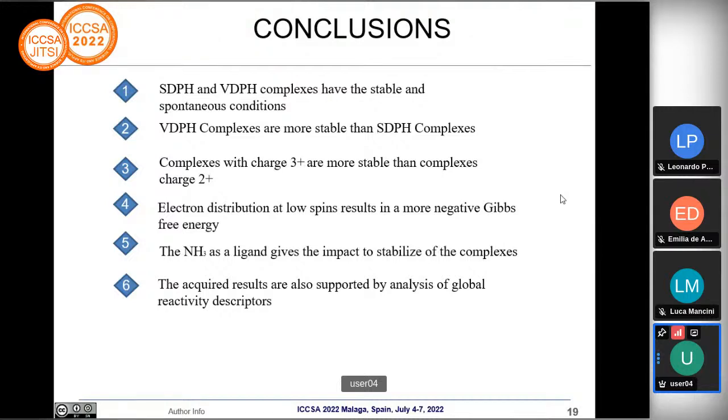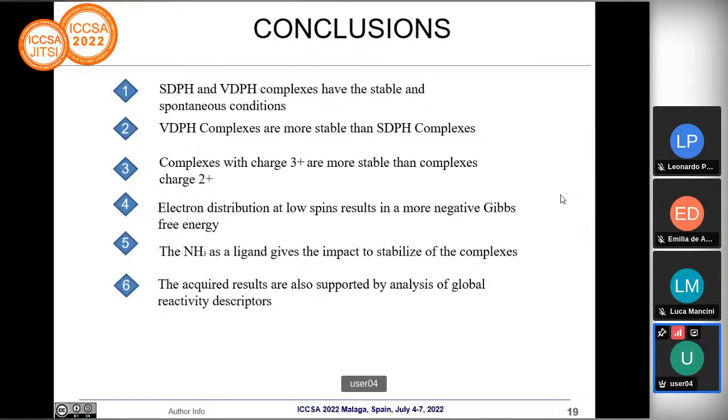So the FDPH complex is more stable than the SDPH complex. The third is that the complex with charge 3+ is more stable than the complex with charge 2+. The next is electron distribution: the low spin results in a more negative Gibbs free energy than the high spin. And the next is that the complex with the ammonia ligand is more stable than the complex without the ammonia ligand.